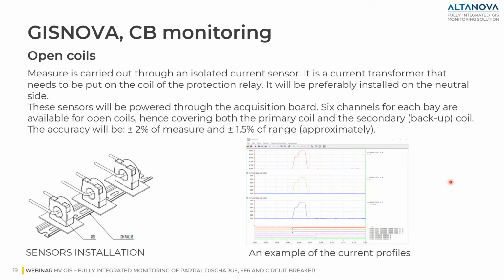Here is an example of sensor installation to detect, for example, the open coil behavior. As you can see on the left, we have a schematic of the sensor installation, in this case a current transformer that must be put on the coil of the protection relay. And this sensor is connected to the acquisition board. Several channels are available. And on the right, you can see an example of the current profiles that the acquisition system is capable of capturing using this kind of sensor.